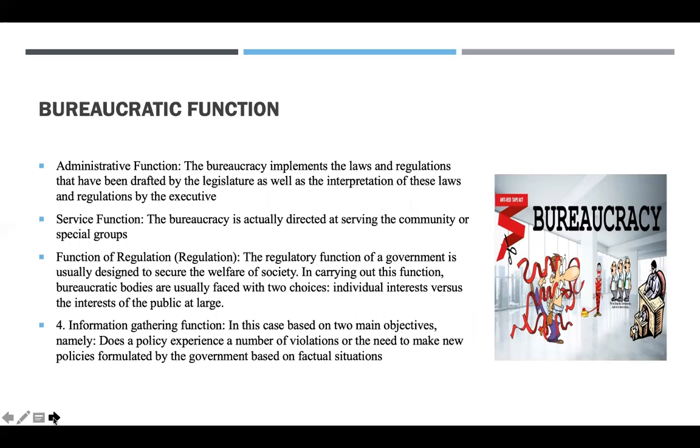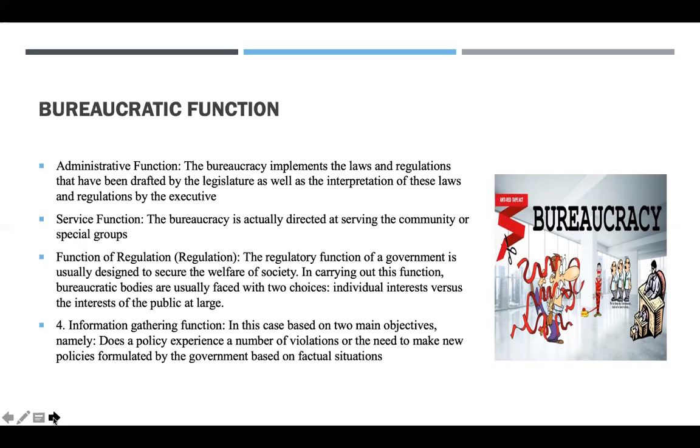Actually, on bureaucratic functions: according to the administrative function, bureaucracy has the function of implementing the laws and regulations that have been drafted by the legislature, as well as interpreting these laws and regulations by the executive. That's the administrative function. So for example, if the legislature or the president or a minister announces a new regulation, as bureaucrats, you try to implement it and interpret the law or the regulation.